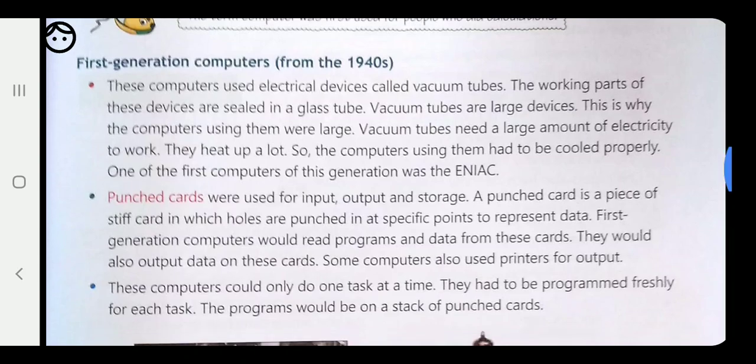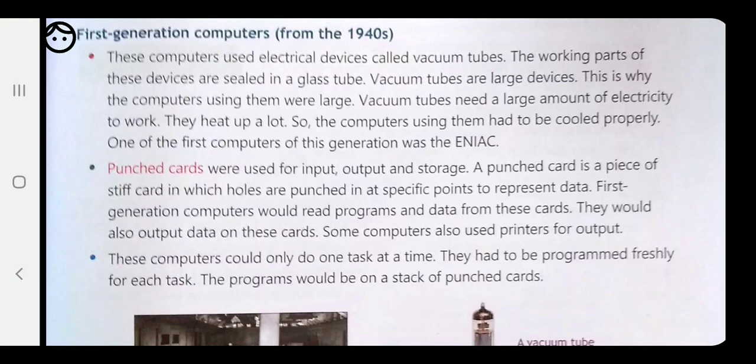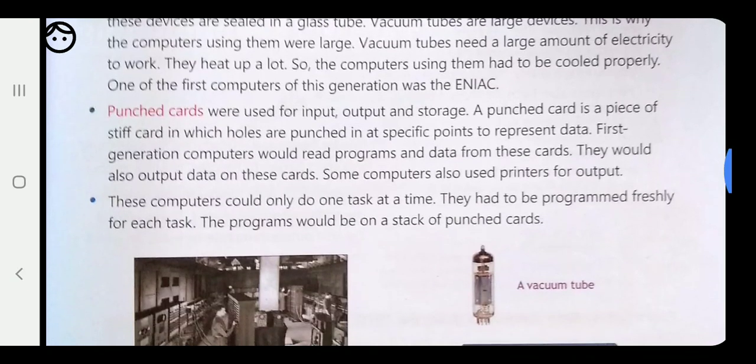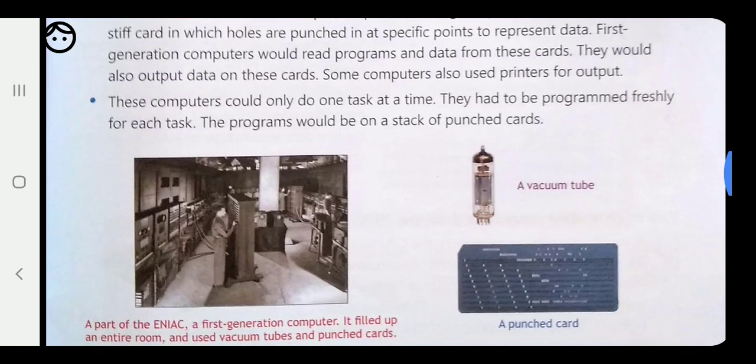One of the first computers of this generation was ENIAC. Punched cards were used for input, output and storage. A punched card is a piece of stiff card in which holes are punched at specific points to represent data. First generation computers would read programs and data from these cards. They would also output data on these cards. Some computers also used printers for output.